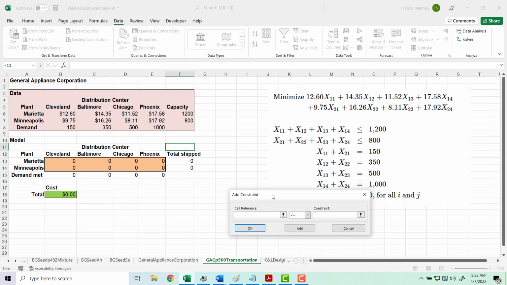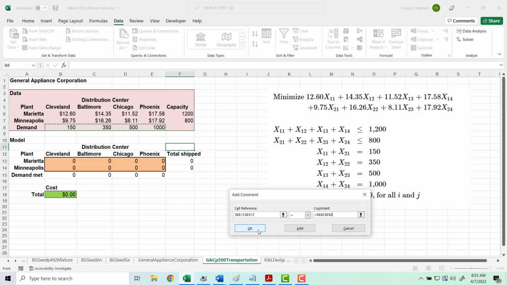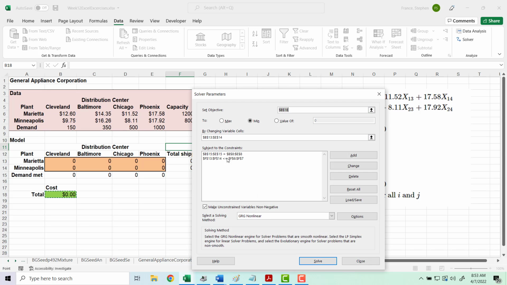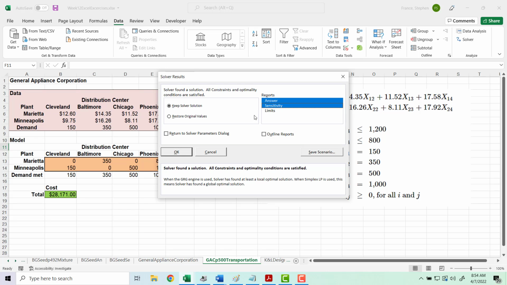And then we have our distribution center constraints. So each of these demands needs to be equal to the required demands. So those are our two sets of constraints. And again, this is a linear program. Look up here, we don't have any quadratic terms. All our variables are numbers. So we're going to click OK. And again, let's just have the answer and sensitivity reports.